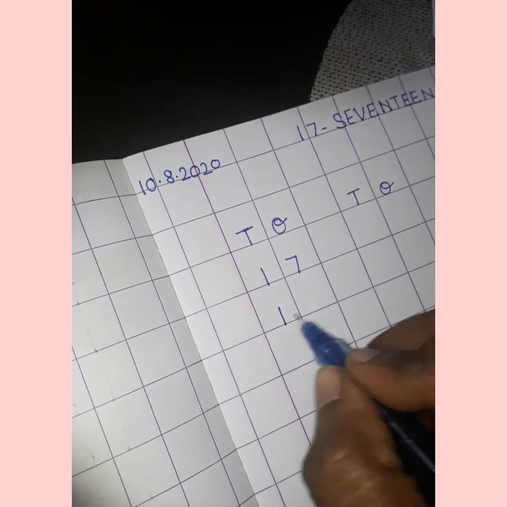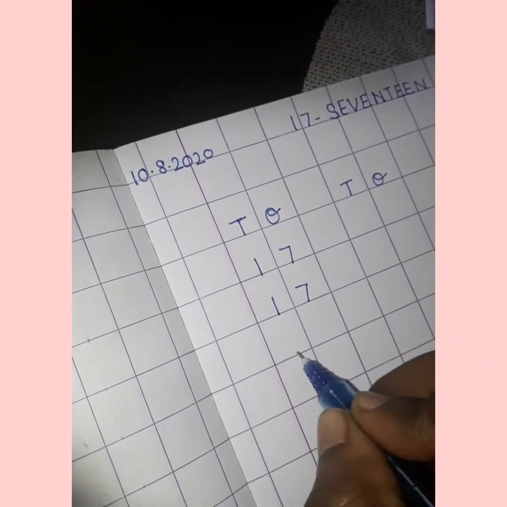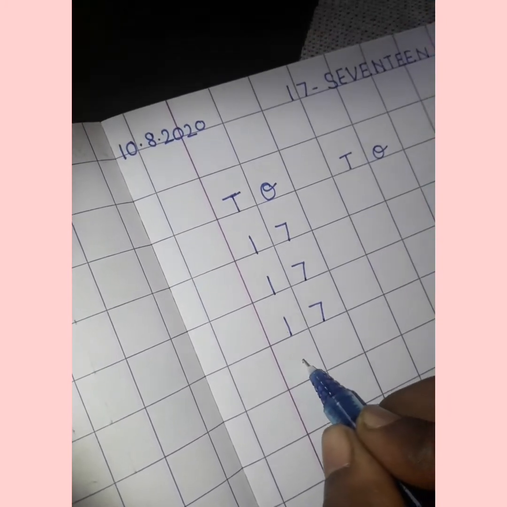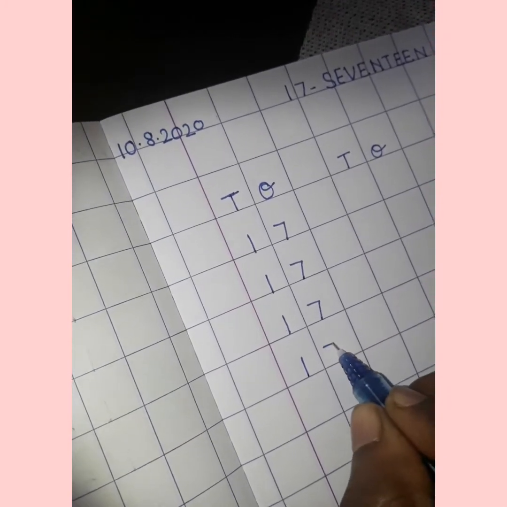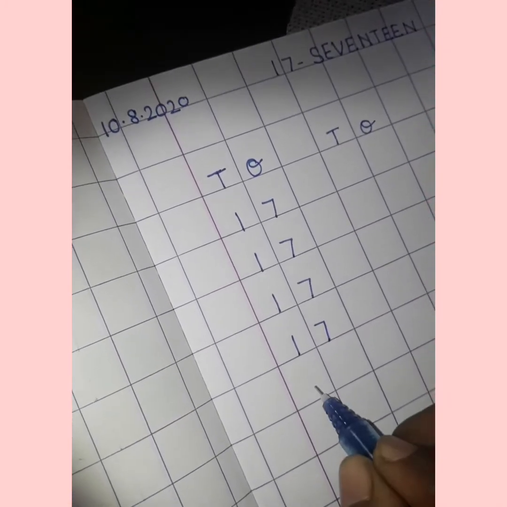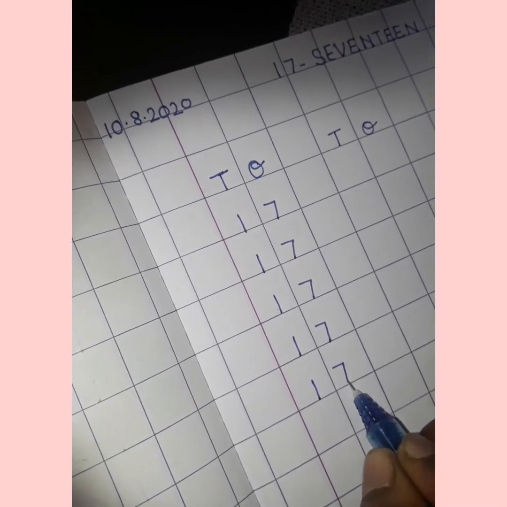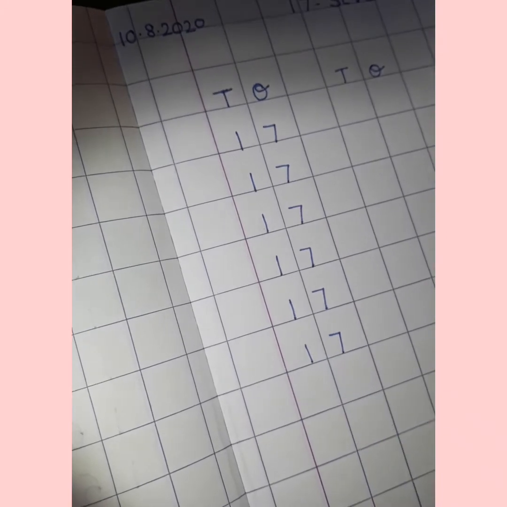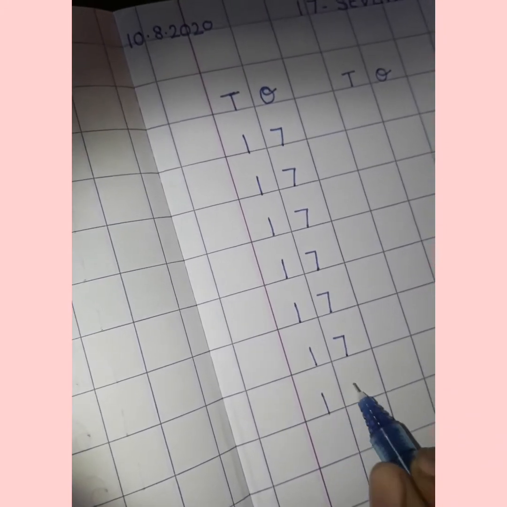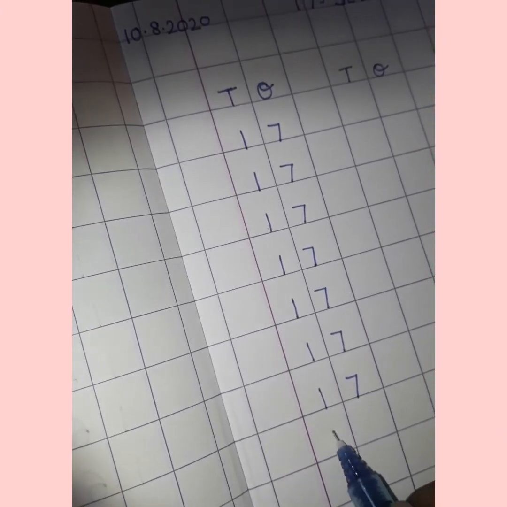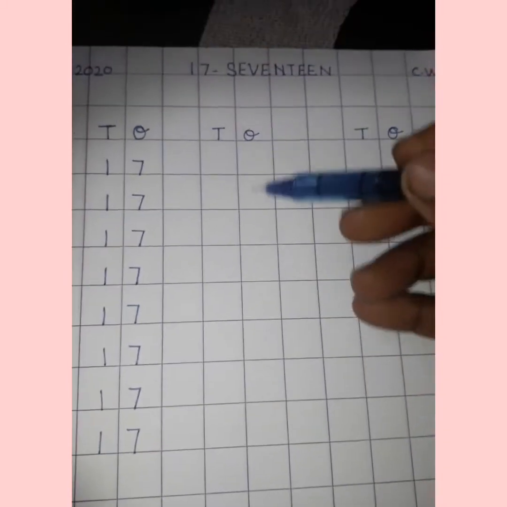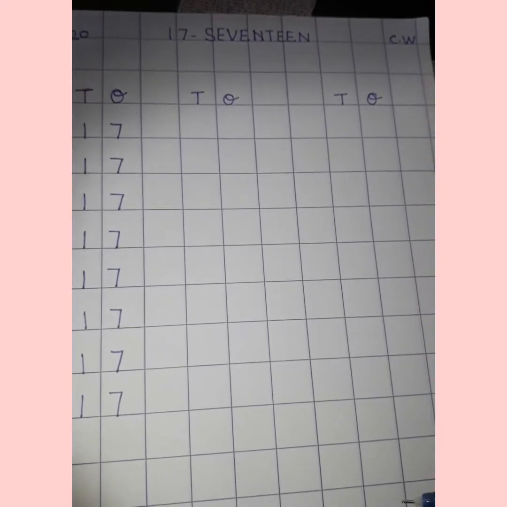So let's write. 1, 7, 17. So you have to say it and you have to write it. 1, 7, 17. Okay, the same way you have to complete this first line, the second and the third.